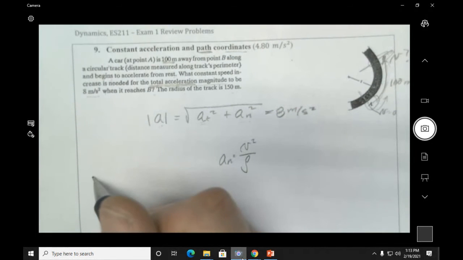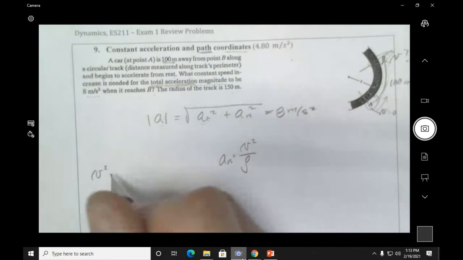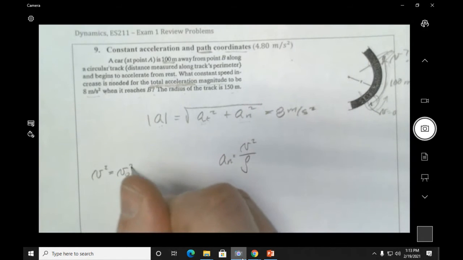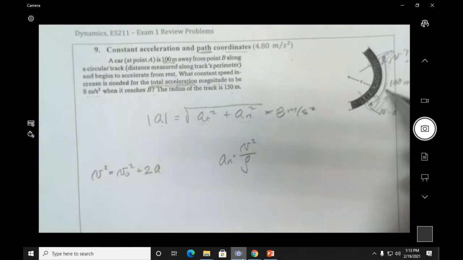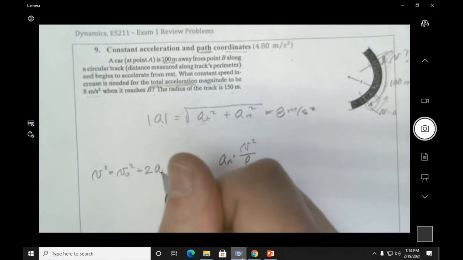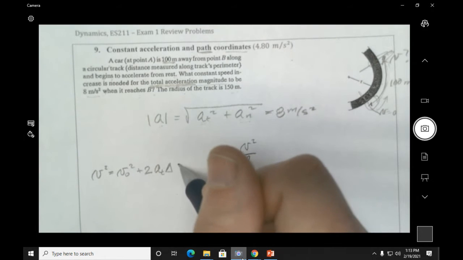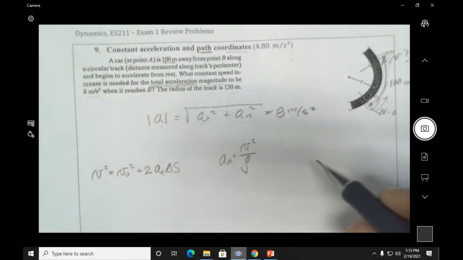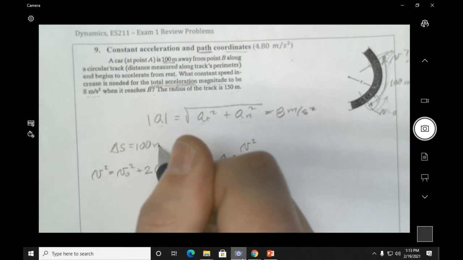So one thing that we could use is we're going to have a velocity squared. It's going to be equal to the initial velocity squared plus 2 times the acceleration. It's going to be a constant acceleration. But it turns out that's going to be the tangential one, so I'll go ahead and put a T right there. And that's going to be the delta S. I'll say that the delta S is 100 meters.